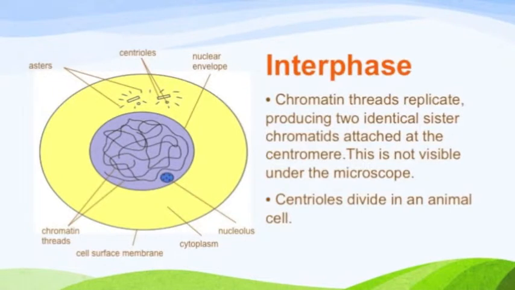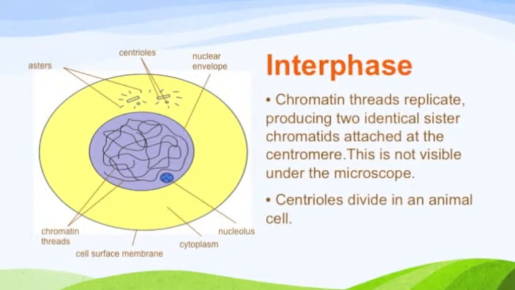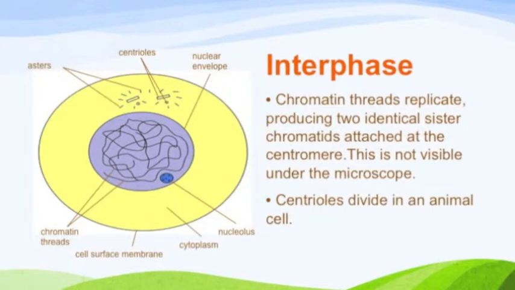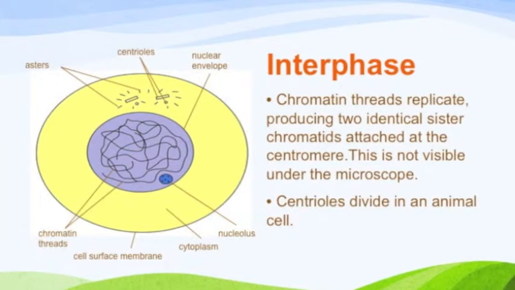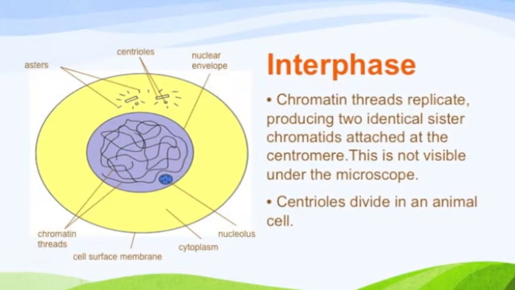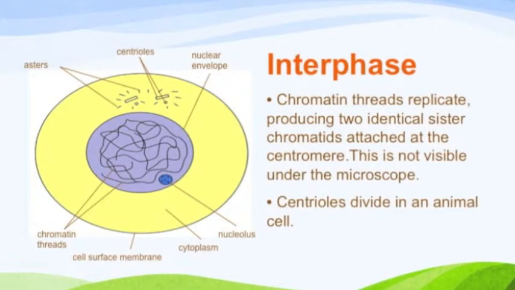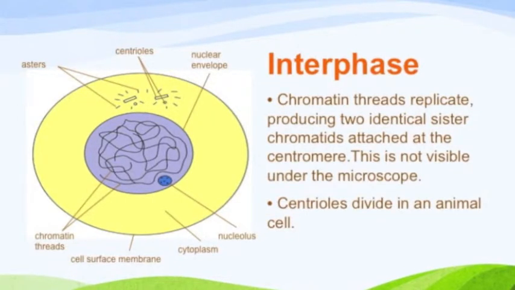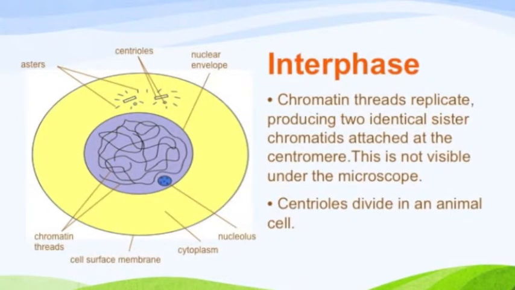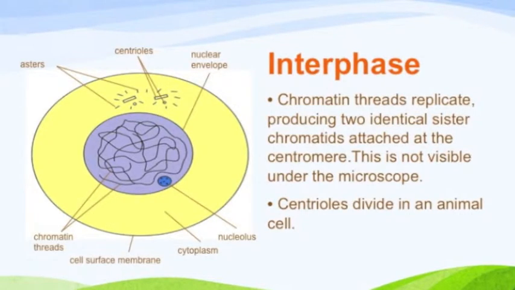But before the cell can undergo the 4 phases mentioned in the previous slide, it will have to first go through what we call the interphase. This is where the chromatin threads replicate, producing 2 identical sister chromatids attached at the centromere. This is, however, not visible under the microscope. Now, if you look at the top part of the cell, you will notice 2 tiny structures. These tiny structures are called centrioles, and they only divide in an animal cell.